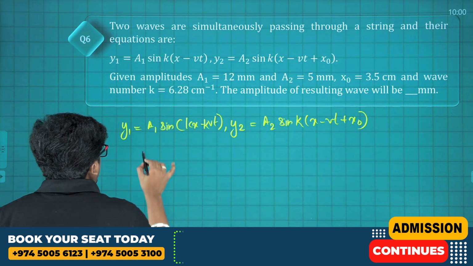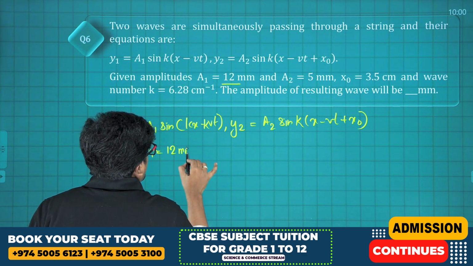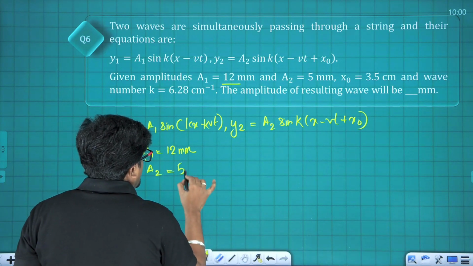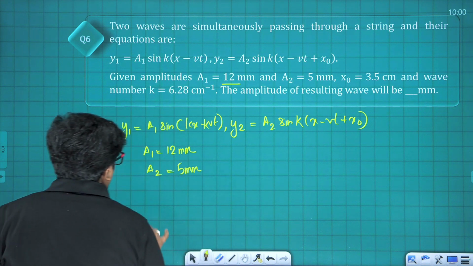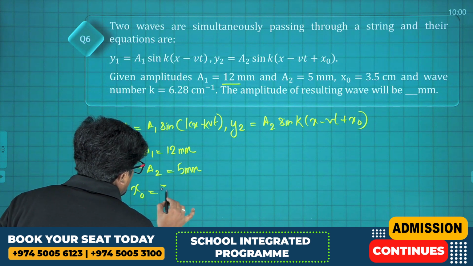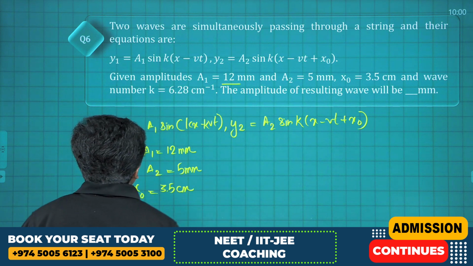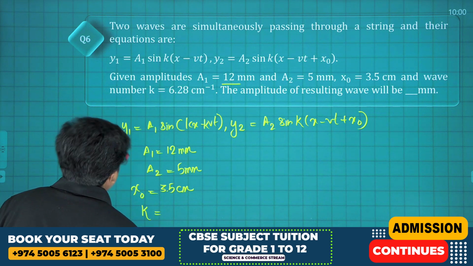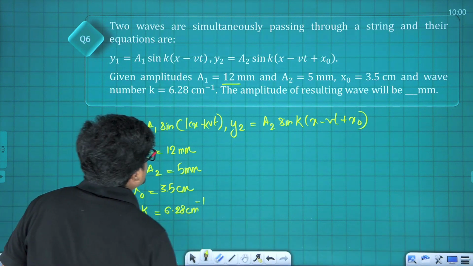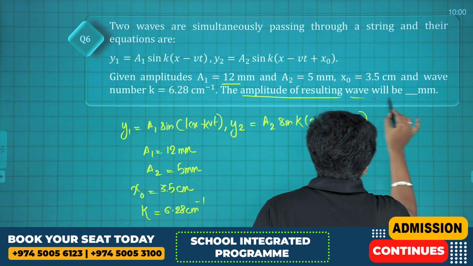Okay. Now amplitude a1 is given as 12 millimeter. And a2 is given as 5 millimeter. Alright. What about x0? x0 is given to us as 3.5 centimeter, and the wave number k is given as 6.28 per centimeter. What they are asking us is the amplitude of the resultant wave.